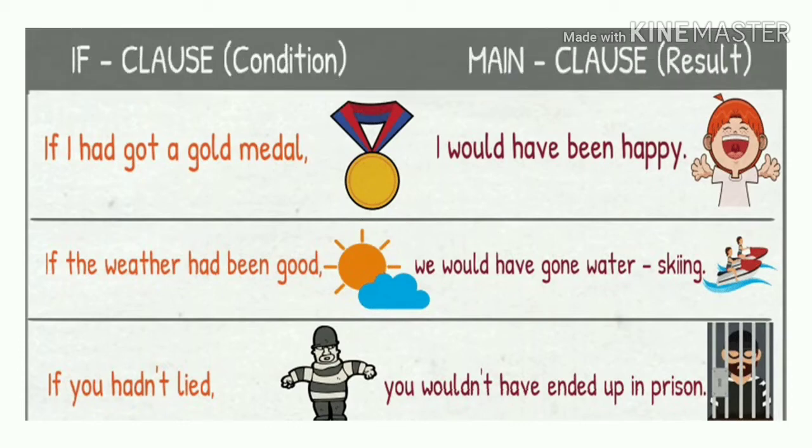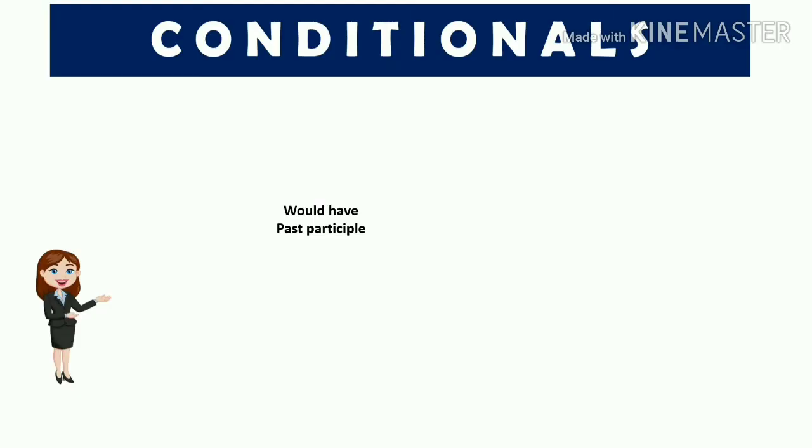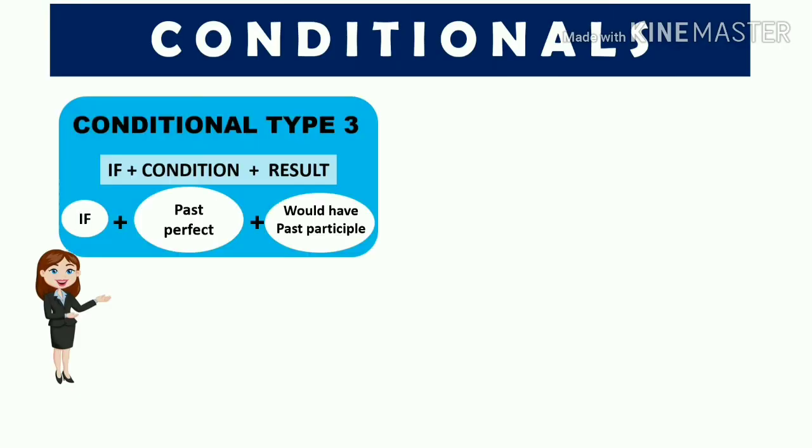So, conditional type 3 is composed of the if clause, the condition, plus the main clause, the result. The if clause is composed of if plus past perfect. The result clause is composed of would have plus past participle.